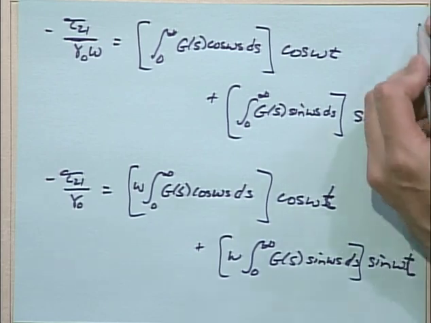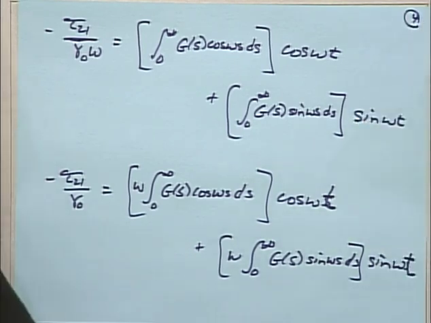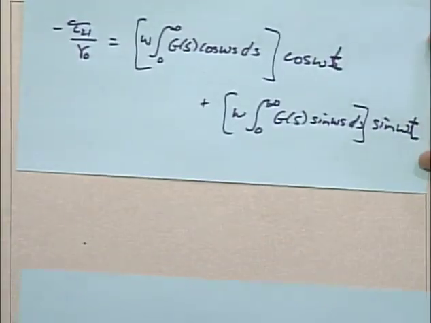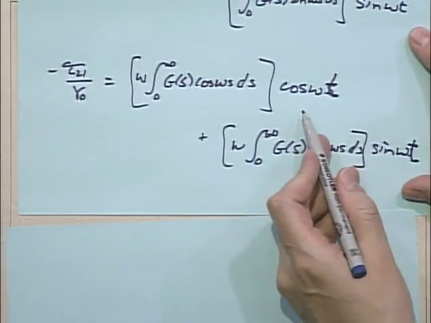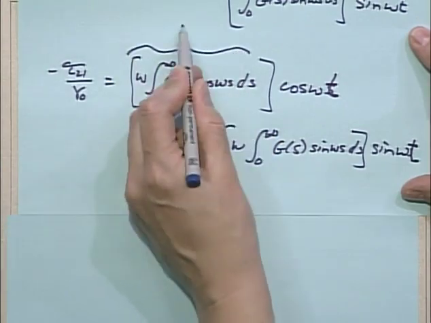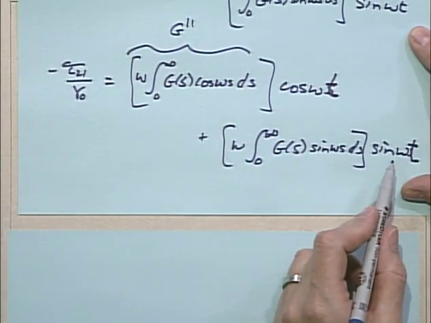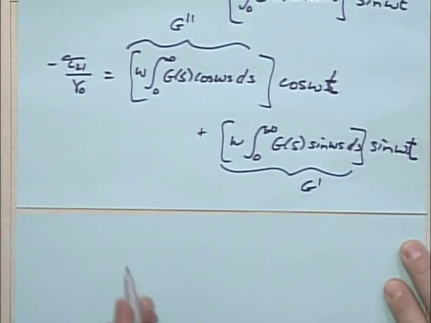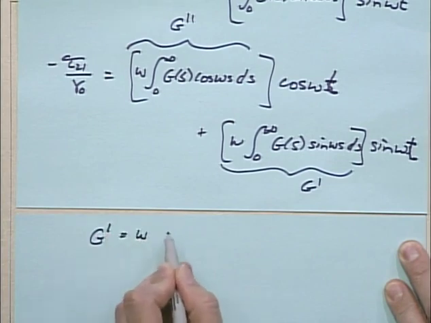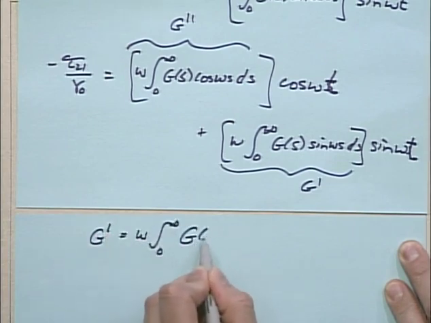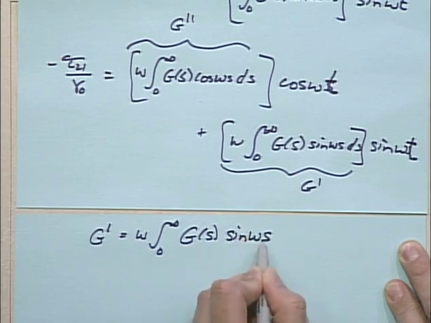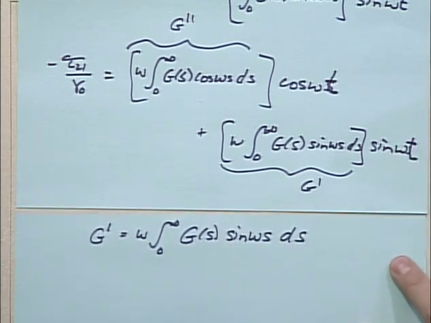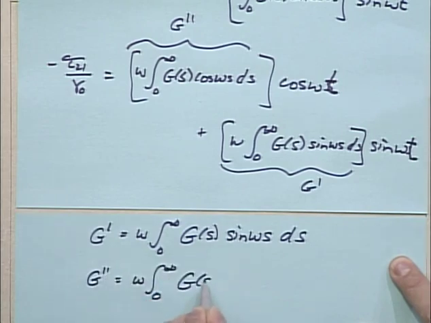So for any generalized linear viscoelastic model, I can calculate G prime and G double prime. The one with the cosine is G double prime, and the one with the sine omega t is G prime. G prime is equal to omega times the integral from 0 to infinity of G of s sine omega s ds, and G double prime is equal to omega times the integral from 0 to infinity of G of s cosine omega s ds.